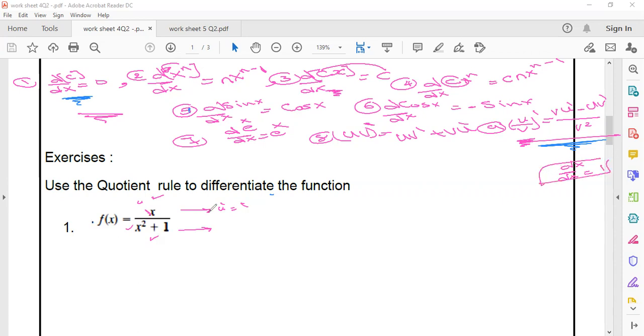Understand? Okay. What is the derivative of the function in the denominator? x to power 2, I apply this one. Why? It is a power form, okay? It is a power function.